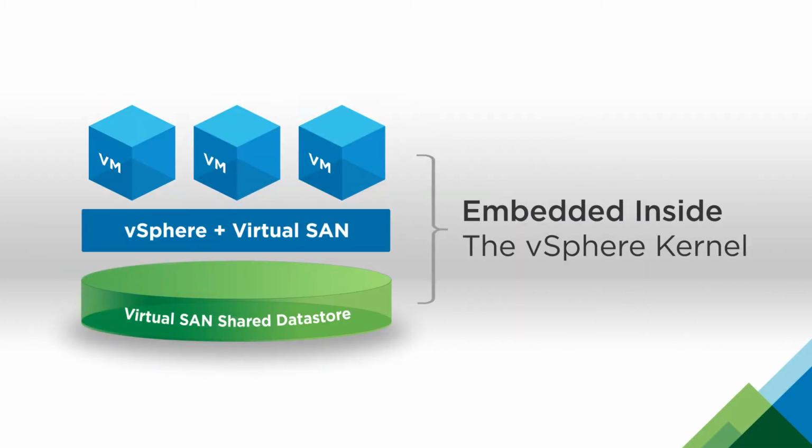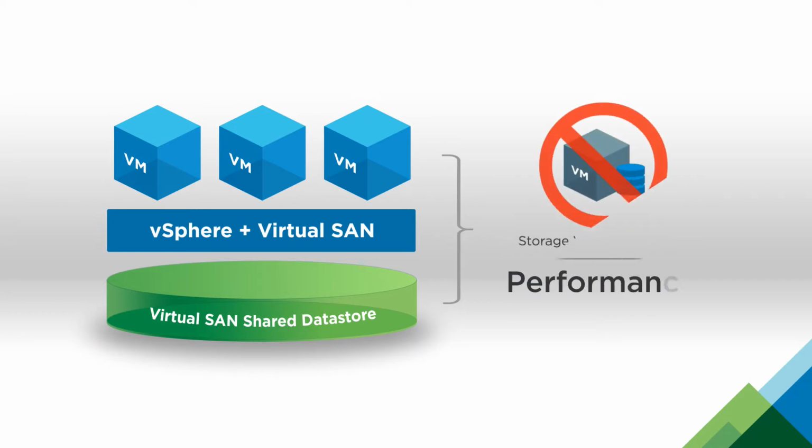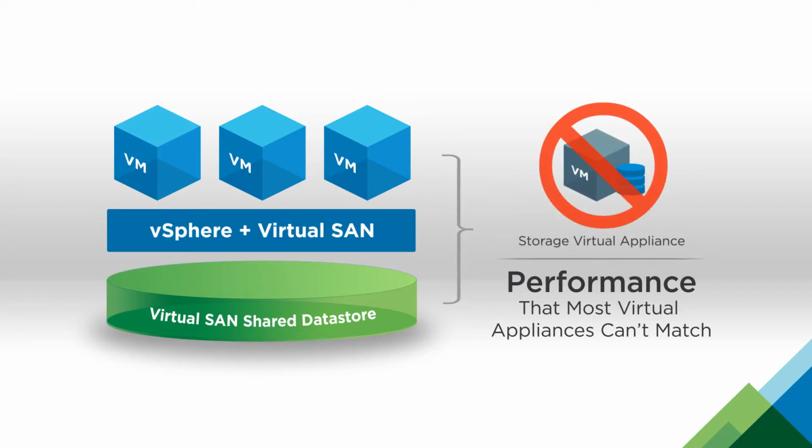Because it's embedded inside the vSphere kernel, VirtualSAN optimizes the data I/O paths, minimizing CPU impact. The hypervisor-based distributed design delivers the best performance for your applications.